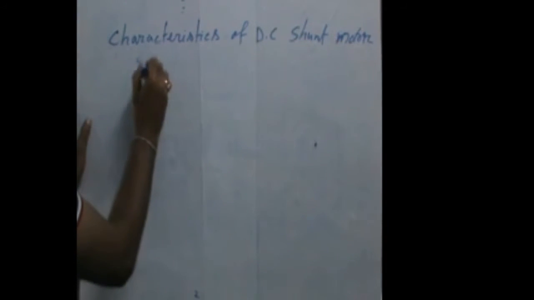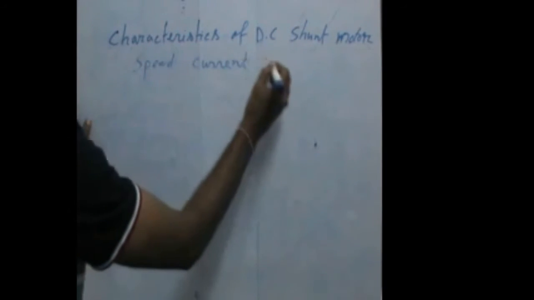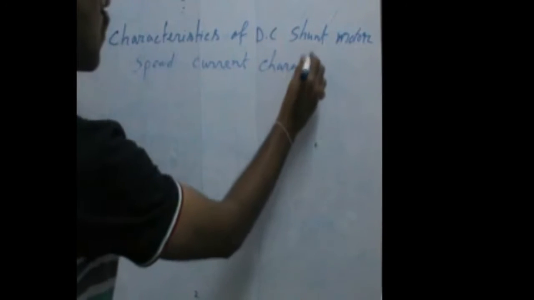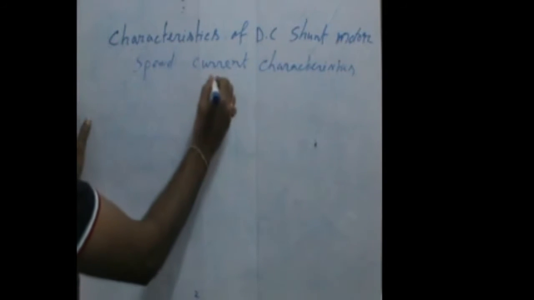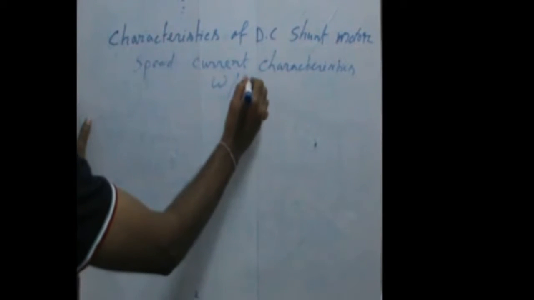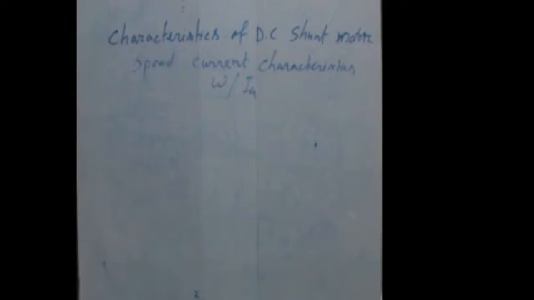First one is speed current characteristics, that is omega versus current Ia, or N versus Ia characteristics. Omega is in radian per second and N is in RPM. Now we are taking omega, that is angular velocity, angular speed, and Ia, that is armature current.